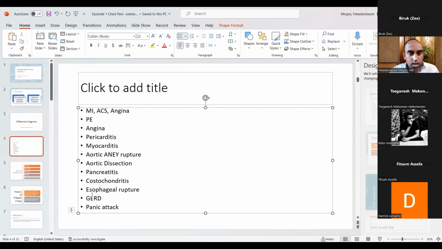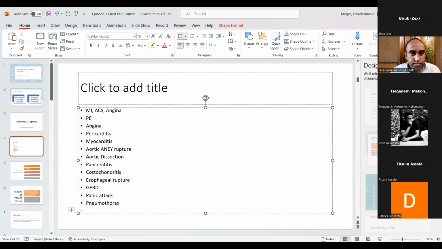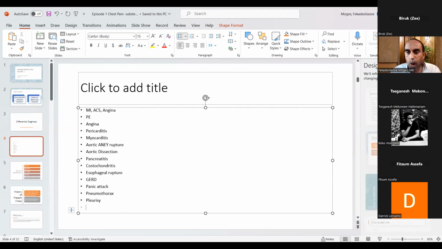Anything else? Pneumothorax. Okay. Anything else? Literacy. Anything else? Refracture. Why refracture, man? Spontaneous refracture. Okay, let's keep it. We'll keep that. That's fine. Pulmonary hypertension.